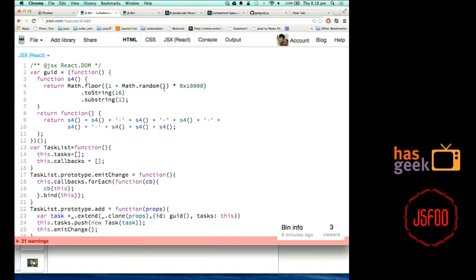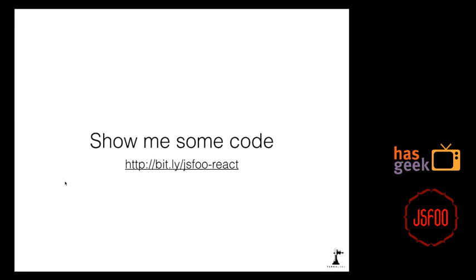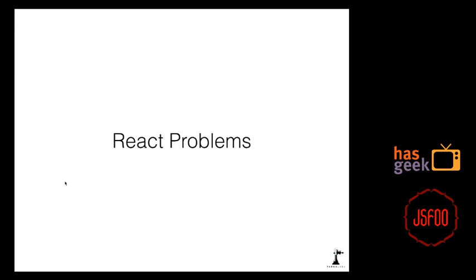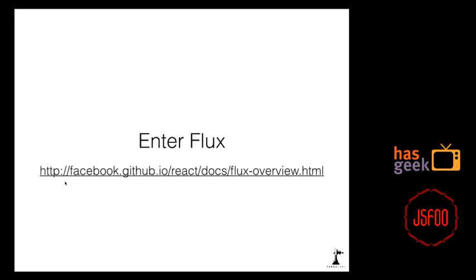Okay, since we are running really short on time, I just want to get back here very quickly. So problems, right? We noticed it somewhere here. If you have card details and card summary, you tend to bubble up state in React, and that's a problem. Because when you bubble up state, ultimately your parent will be responsible for everything. So you will keep doing that.